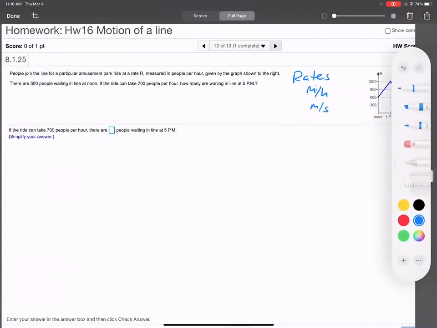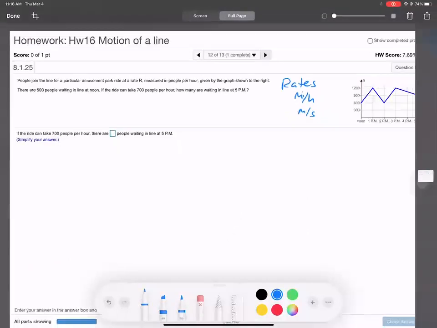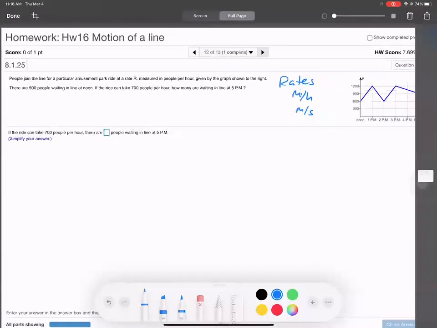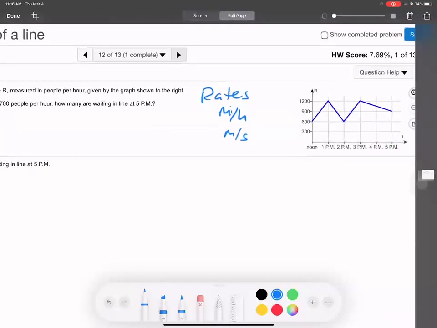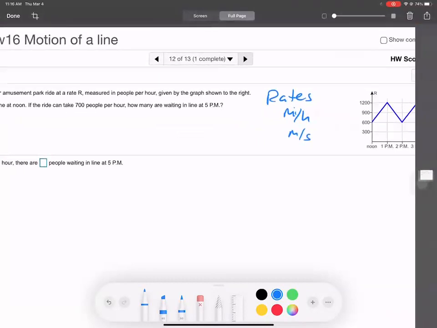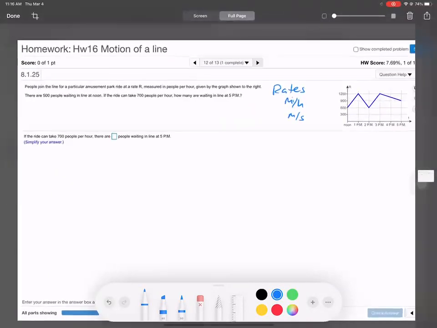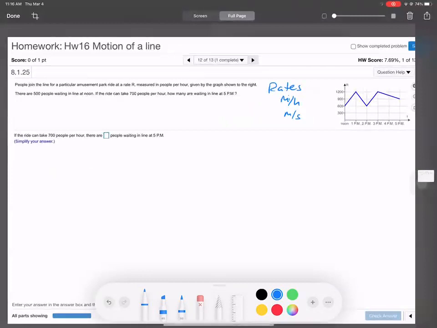And this one is a little tough because it's a situation where people join the line for a particular amusement park at a rate r. And this rate r is almost like velocity. Here's our velocity problem on the right. Adding and subtracting. Given the graph shown to the right, there are 500 people waiting in line at noon. So at noon, the start of this graph, let's call this S of 0 equal to 500, right? There are already 500 people here.